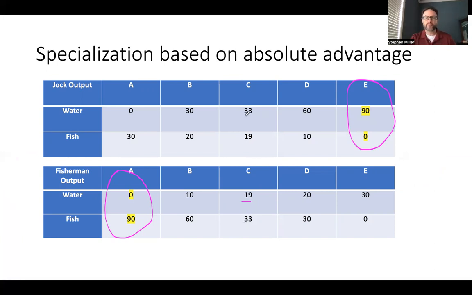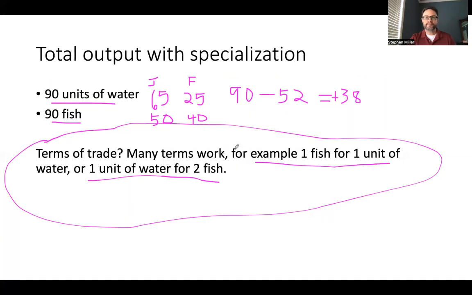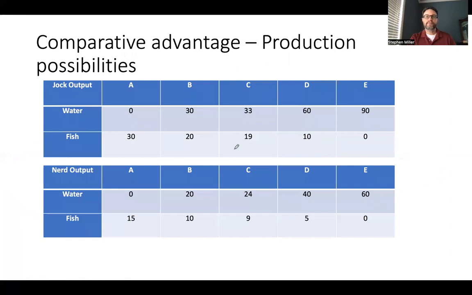And obviously the jock is way better off because he went from 33 liters of water to 65 liters of water. I don't know what he's going to do with all that water. He's maybe even taking showers. That's so much water. And he goes from 19 fish to 50 fish. So that's the idea, is they end up doing a lot better.